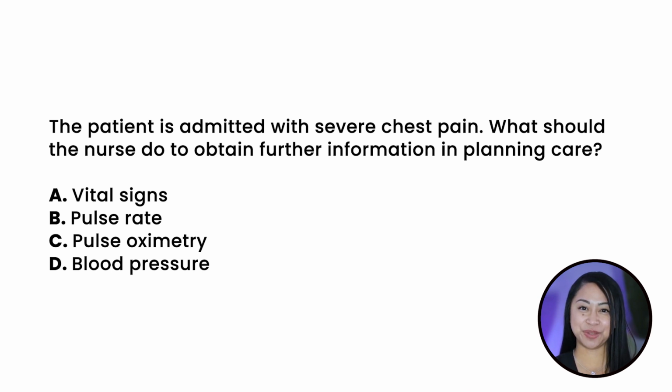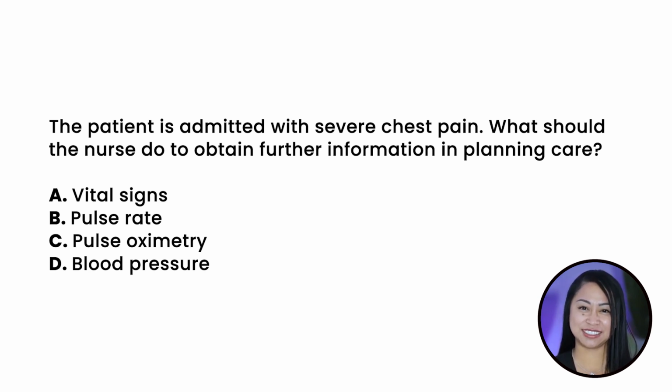The patient is admitted with severe chest pain. What should the nurse do to obtain further information in planning care? A. Vital signs. B. Pulse rate. C. Pulse oximetry. Or D. Blood pressure. You may say, but I should take everything. All of the choices are correct.